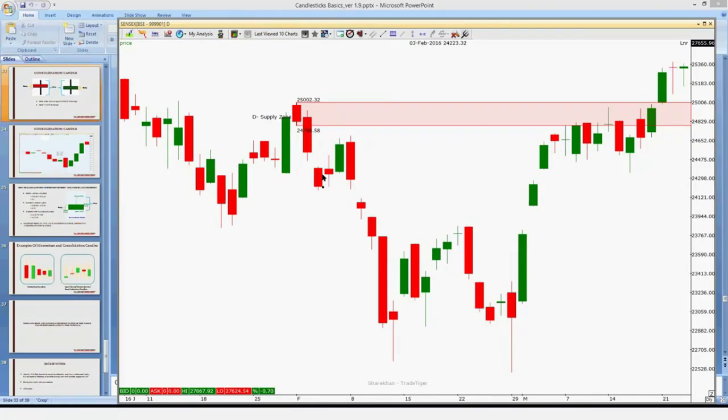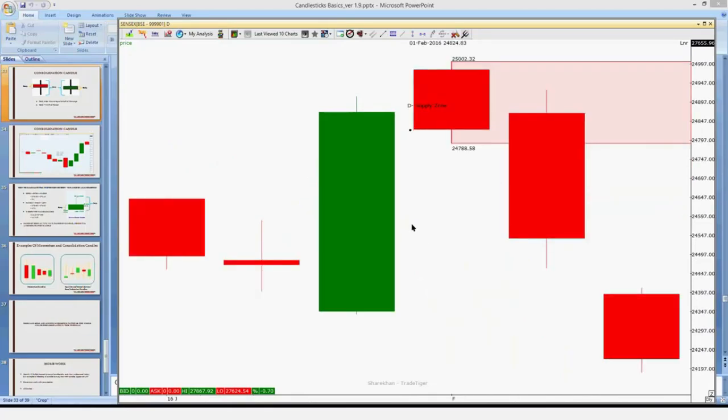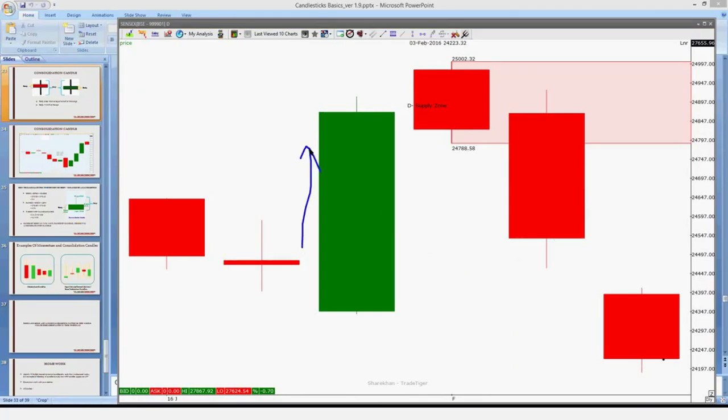So everyone clear with this? You need to practice this a lot to spot all the kinds of candles just by your naked eye. You don't need to do that kind of calculation all the time.